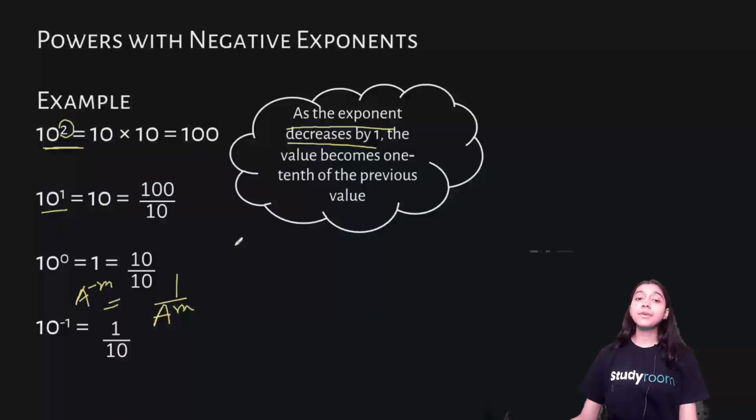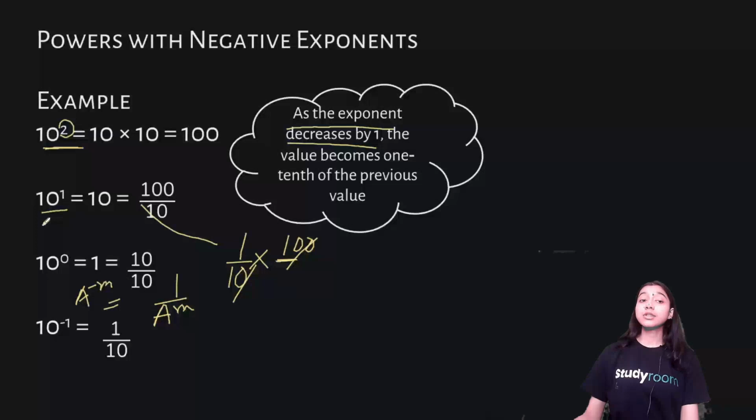So what is happening is that the value is becoming 1/10 of the previous value. Let's take this one. The value is 10. So 10 is actually 1/10 of the previous value. Previous value was 100. So this is actually 100 by 10. It gets cancelled off to give us 10. So the answer for this is 10.